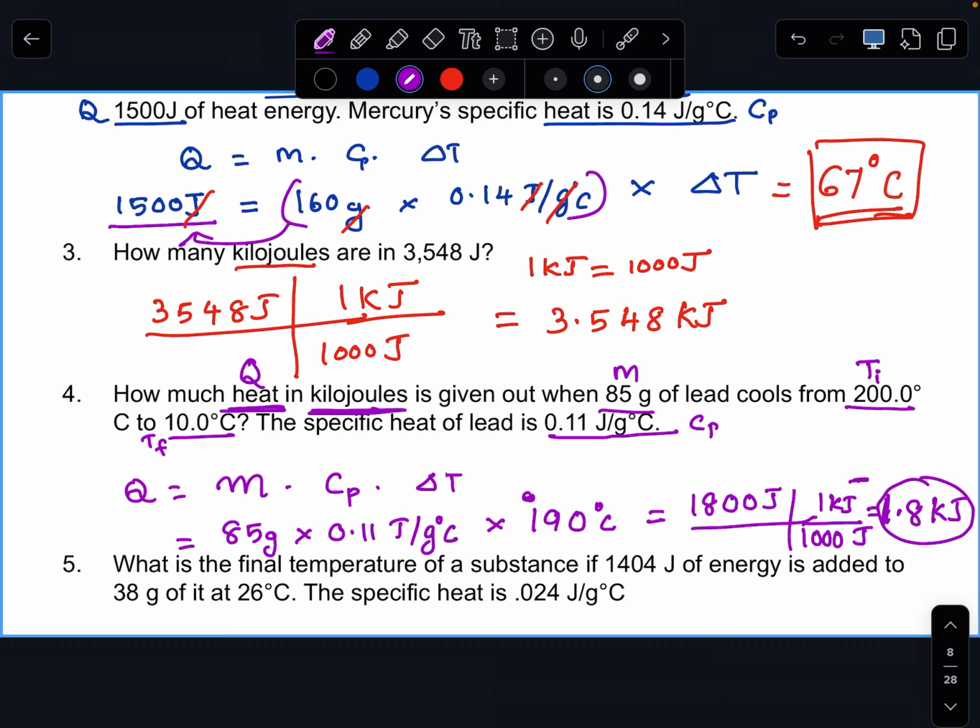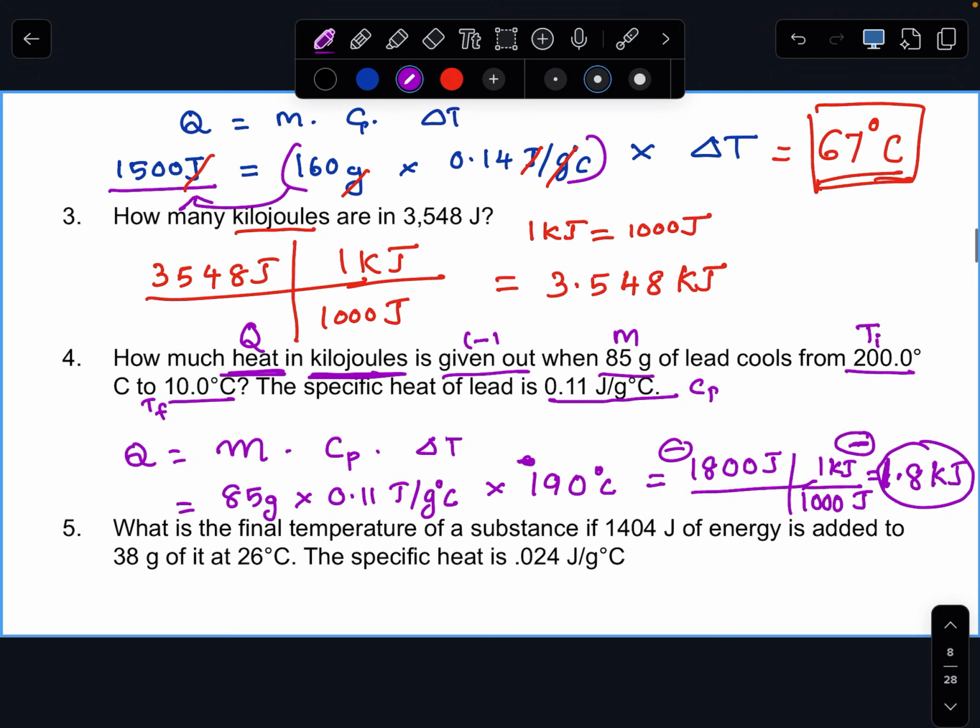Okay, and this answer will be negative. And remember, if something is releasing heat, given out, it will be negative. You got a negative from here, so when you multiply, your final answer will become negative.